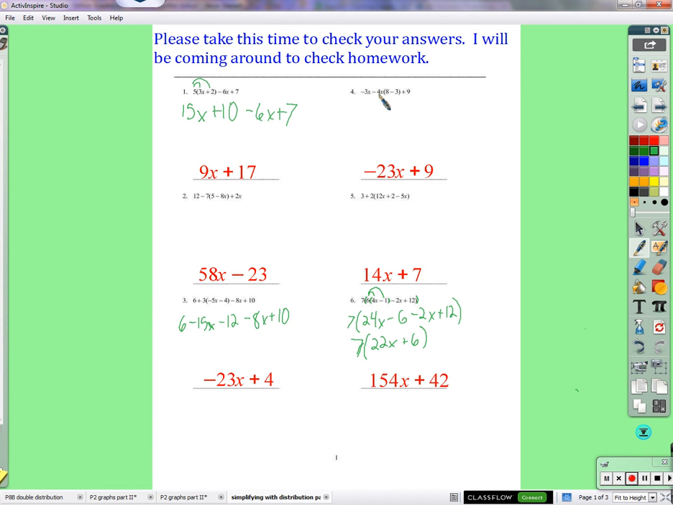Mm-hmm. I'll distribute this negative 4 to both of these, negative 3x. Negative 4x times 8 is negative 32x. Negative 4x times negative 3 is positive 12x. And plus 9. Okay. Negative 3x minus 32x plus 12x. Let's just double check this. Negative 35 plus 12. Negative 23 plus 9.